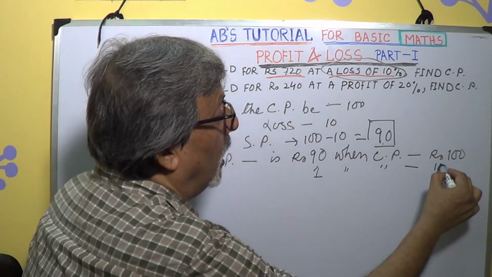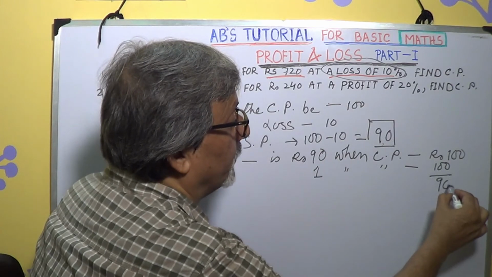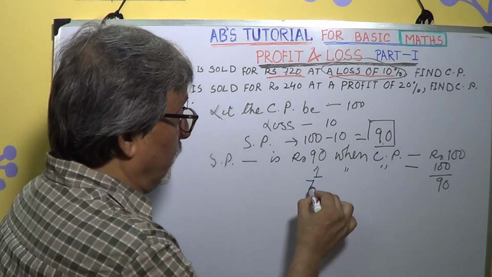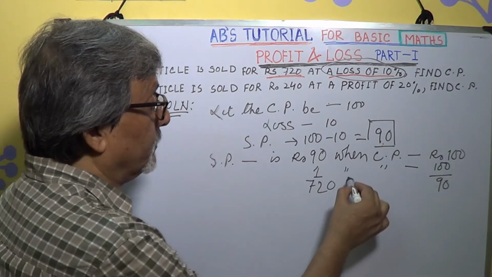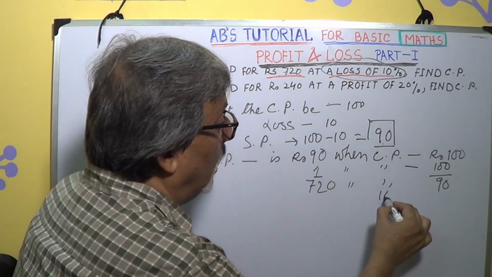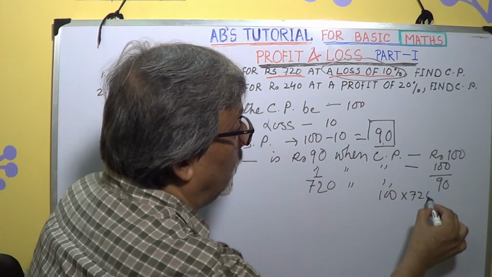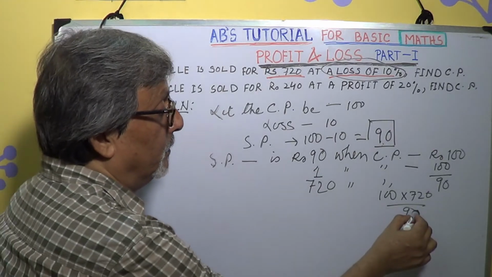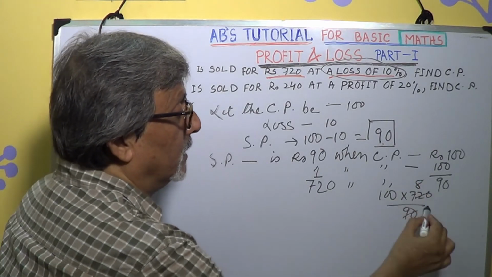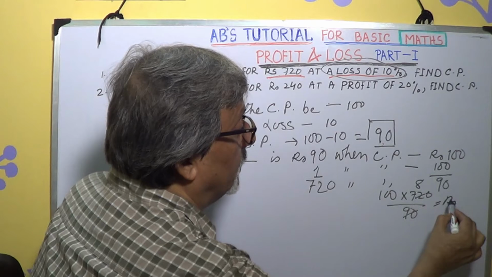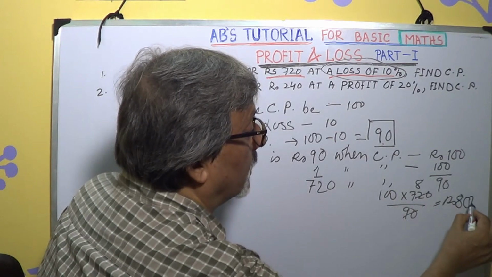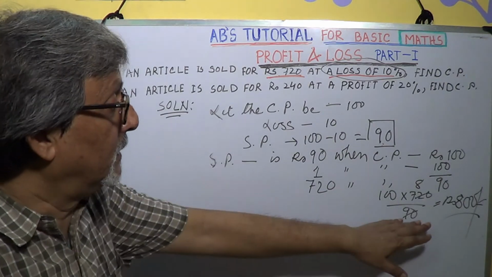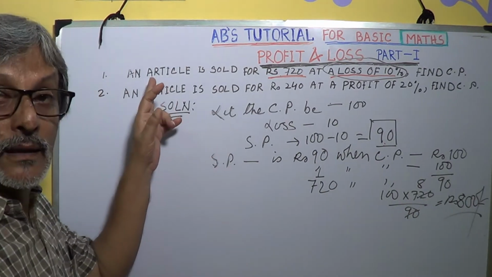This will be 100 by 90. And in case of rupees 720, which has been given in the problem, we will do 100 into 720 by 90, and if we cancel it by 8, it is rupees 800. Okay, so this is the cost price of the article.